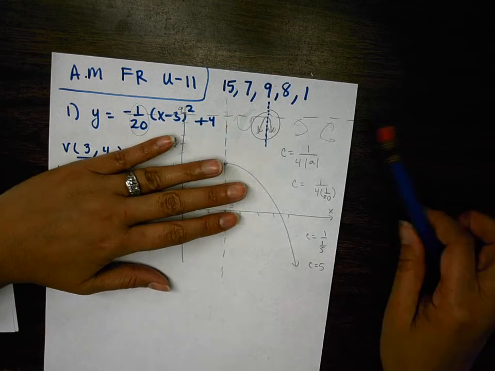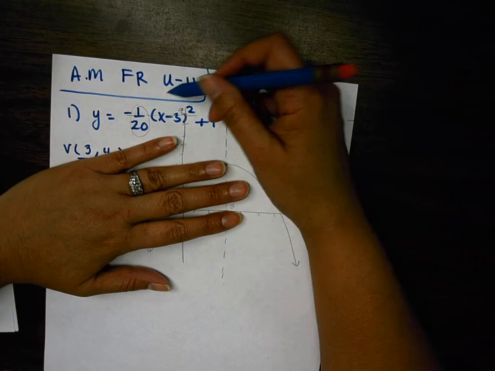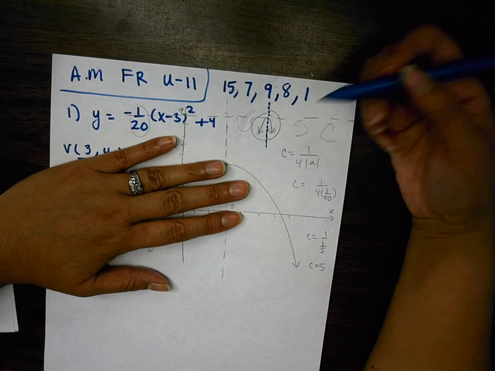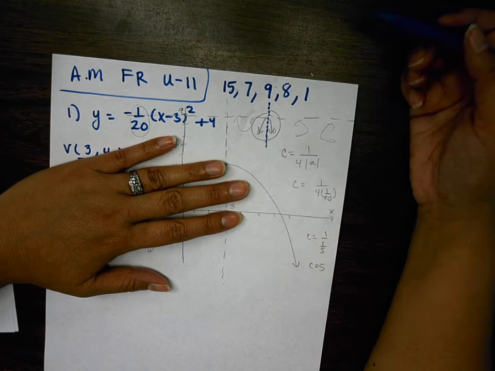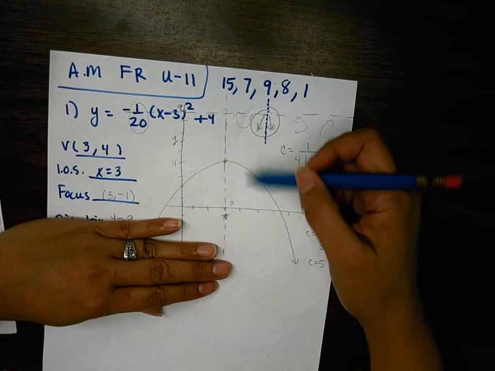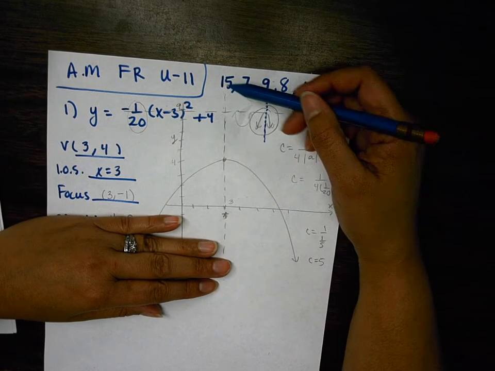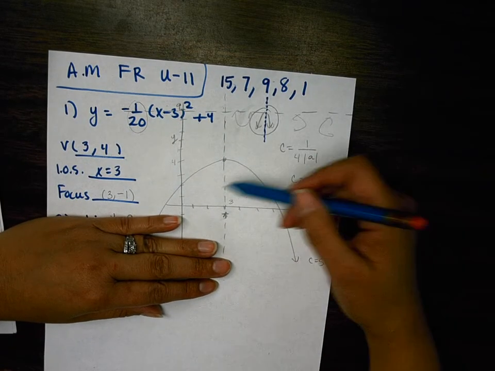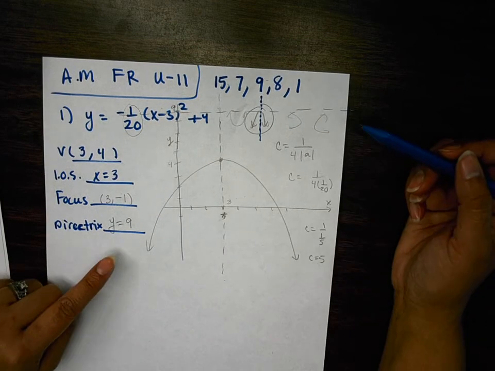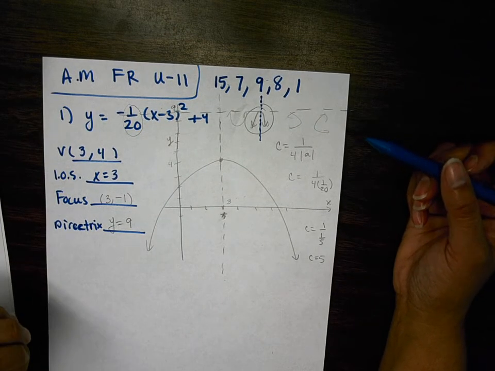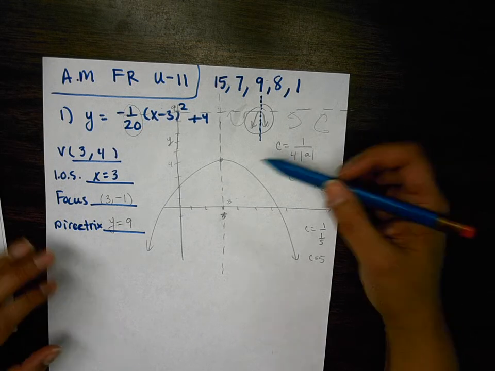On the final, it's not going to ask you all of this in one problem. I may give you this and say, what is the vertex? 3, 4. What is the line of symmetry? X equals 3. Those are pretty easy. What is the focus? You'd have to do extra work, maybe draw a rough sketch and get 3, -1. What's the directrix? Same thing. You do some side work, maybe draw a rough sketch and get y equals 9. Make sense? Okay.